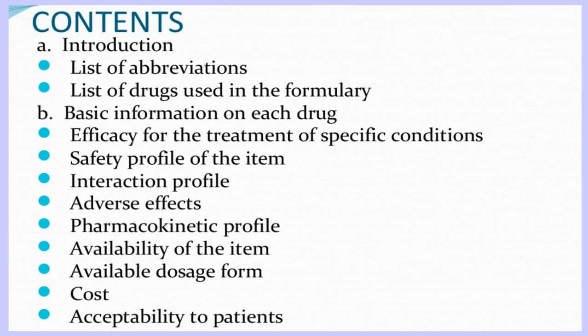So what are the contents of a hospital formulary? So first is introduction. Under introduction, there are list of abbreviations and the list of drugs used in the formulary. Then under basic information on each drug, there is efficacy for the treatment of specific conditions, safety profile of the drugs, drug interaction profile, adverse effects, pharmacokinetic profile, availability of the item, whether the item is available in the hospital or not, available dosage forms, cost of the drug, acceptability to the patients, whether the patients are willing to take the drug or not, whether there is medication adherence or not.